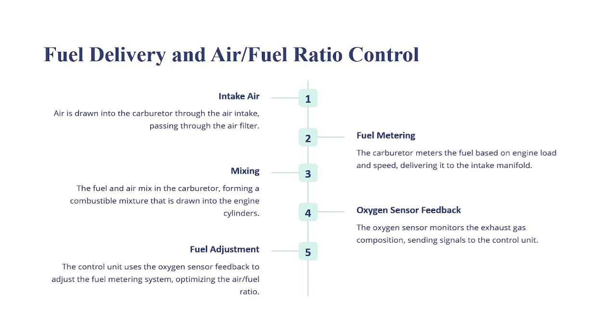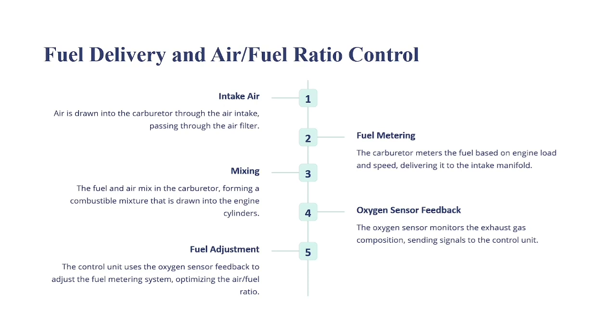The next step is oxygen sensor feedback. The oxygen sensor monitors the exhaust gas composition and sends signals to the control unit. Then next one, fuel adjustment. The control unit uses the oxygen sensor feedback to adjust the fuel metering system, optimizing the air fuel ratio.